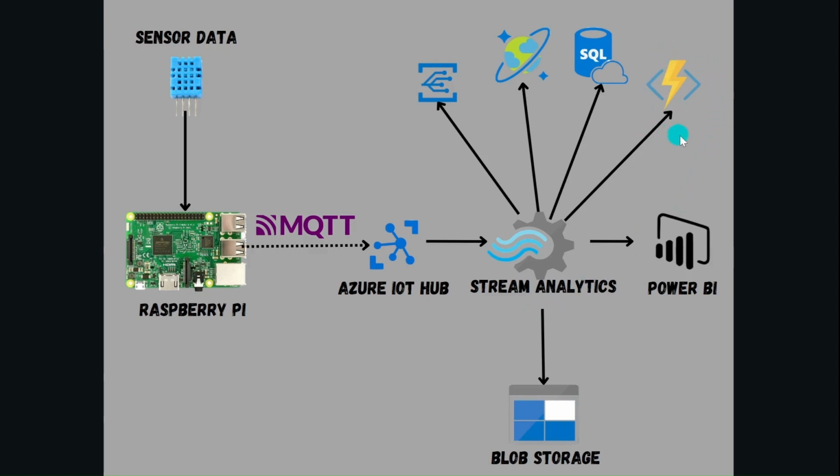This icon is used for Azure Functions. You can also get your data to Event Grid for more advanced operations. You can get your data from Stream Analytics to a SQL database. Also, you can get your data from Stream Analytics to a resource called Cosmos DB. So in this video, we are going to store our DHT11 temperature and humidity sensor data in a container of a blob storage. Then let's move to create these resources on Azure Cloud.